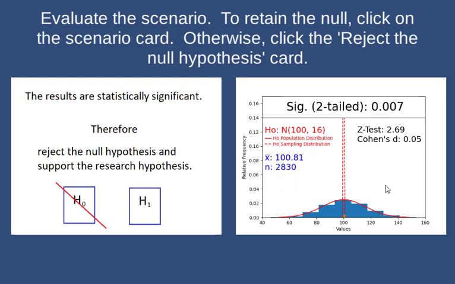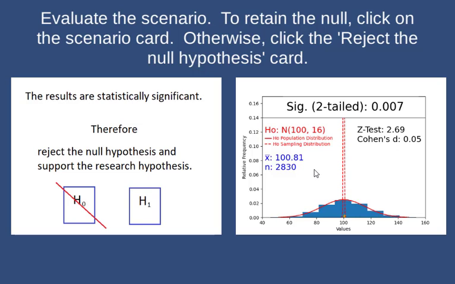In terms of effect size, there's lots of ways to measure just how big of an effect the treatment had. Cohen's d is one of those measures. Cohen's d looks at the number of standard deviations between the sample mean and the population mean. So in this case, a Cohen's d of 0.05 means that there's just 0.05 standard deviations, or just 1/20th of a standard deviation difference between the sample mean and the population mean. That's a very small difference, but when you have a sample size of 2,830, that's all you need apparently to reject the null hypothesis in this example.